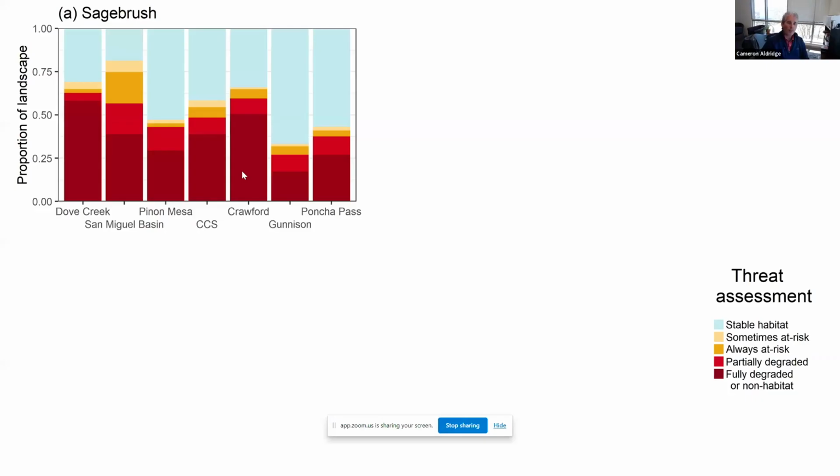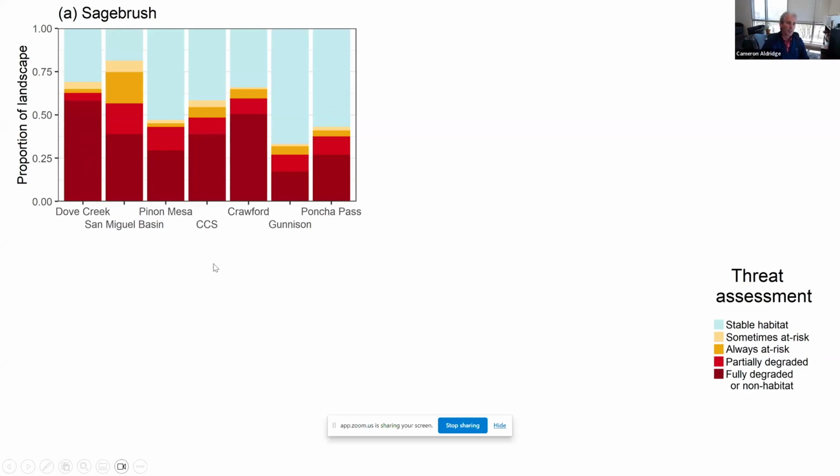So what we found is we can characterize these different patterns for each individual population, which is shown here. The Gunnison population is shown right here, and the other 6 satellite populations are listed here. Red shows fully degraded non-habitat today, what's available within these populations, and this is focused just on sagebrush. The tan colors represent habitat that's sometimes at risk or always at risk into the future, and the blue color represents stable habitat going into the future.